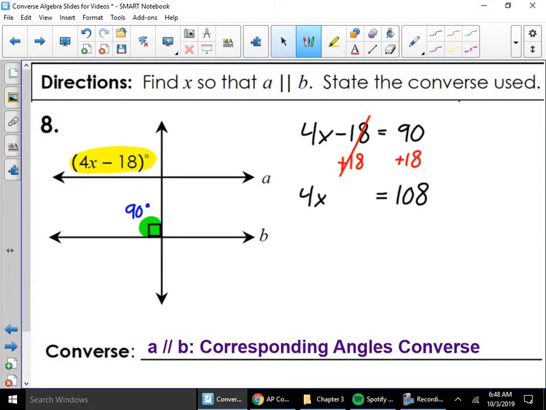Last but not least, dividing both sides by 4. Dividing both sides by 4 will give us an x is 27. So x being 27 gives us parallel lines by the corresponding angles converse.